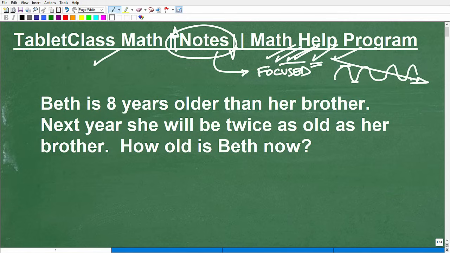Because math builds upon itself. You can't be learning math sometimes and, oh yeah, not other times. It's work to stay focused. So your note-taking is evidence that you are remaining focused. So improve your note-taking. Most of you need to do this.